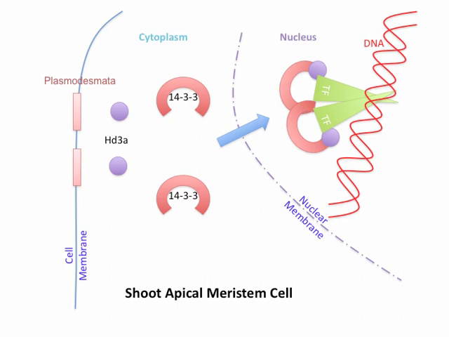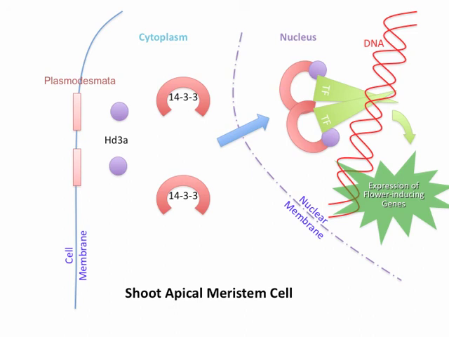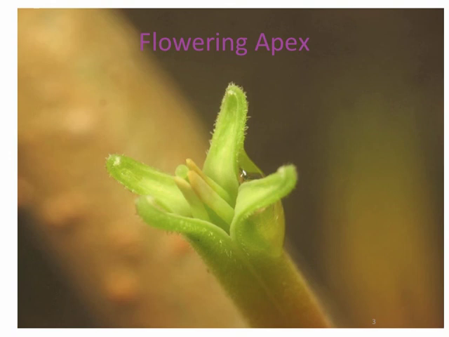In our case, when this happens, the transcription factors promote the transcription or expression of genes that are involved in the initial stages of flowering. The culmination of all this is the transition of the vegetative shoot apex into a flowering apex.